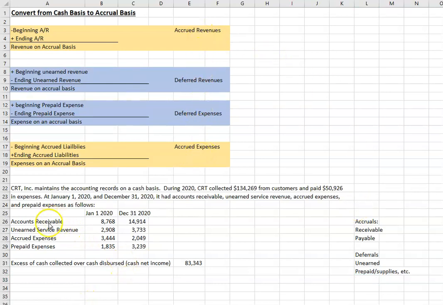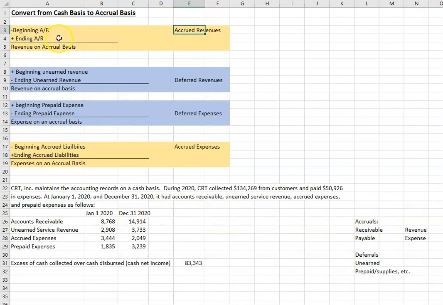Let's look at the first one that we're given, accounts receivable. We remember that a receivable is an accrued revenue, and this is an accrued expense. So we're talking about accrued revenue for this one right here, and we're going to follow this rule.